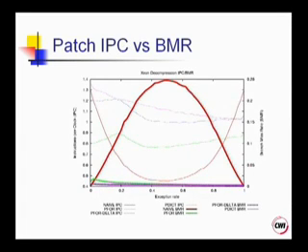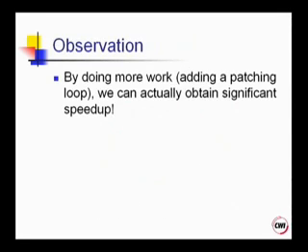And now the IPC and branch miss rate again. The branch miss rate is the thick line. We see that we hardly have any in the patching scheme, and therefore the IPC curves, which are the thin lines, remain quite flat. And as I said, by doing more work, we added a second loop, we actually obtain a significant speed up.